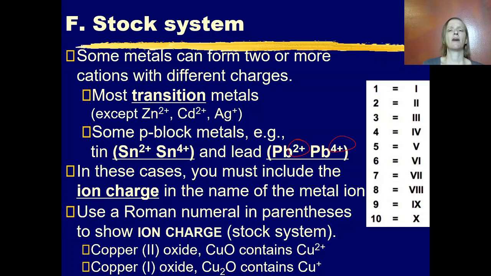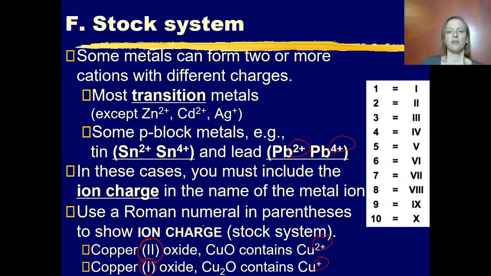And just to give you an example of how this works, there are two versions of copper oxide. So you would never just say copper oxide because you're not giving all the information that's needed. There's copper 2 oxide and copper 1 oxide. Copper 2 oxide has copper with a charge of +2. Copper 1 oxide has copper with a charge of +1.